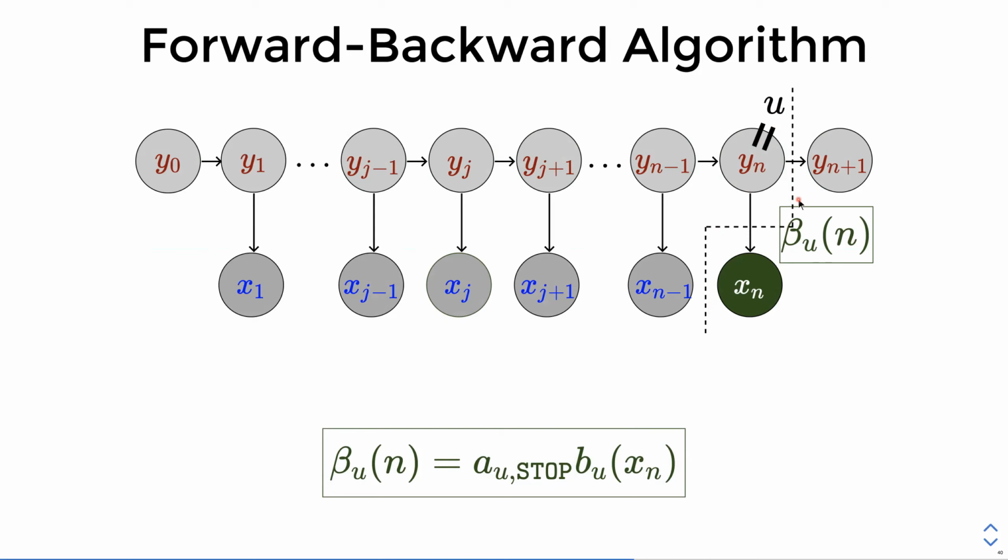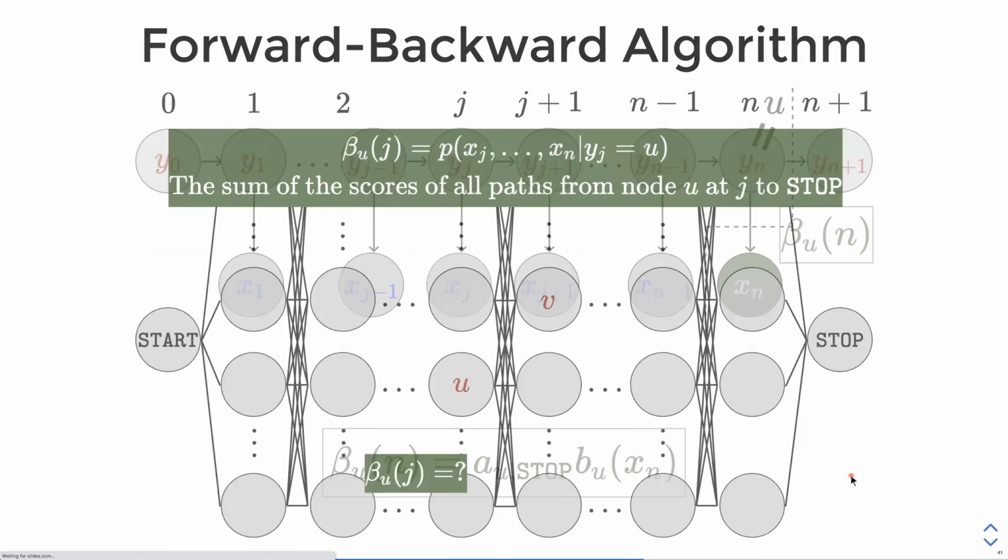So the transition specifically is the transition from U to stop. Remember, this is always stop. And the emission is bu bracket xn. So that's a different way to understand the base case scenario. Now let's move to the general case.